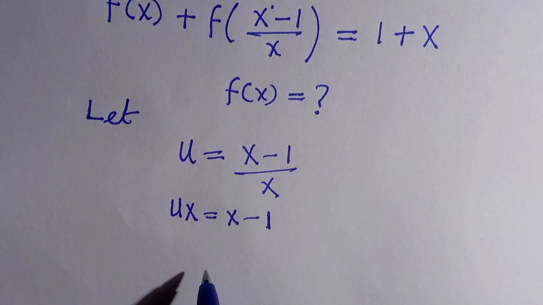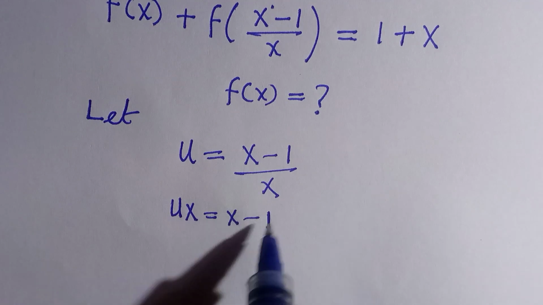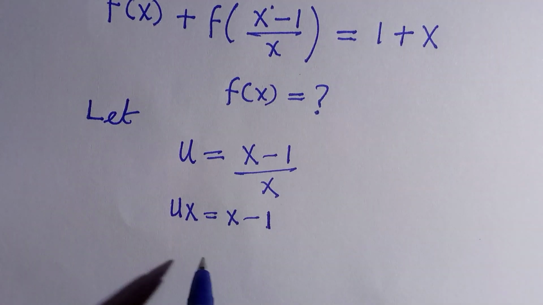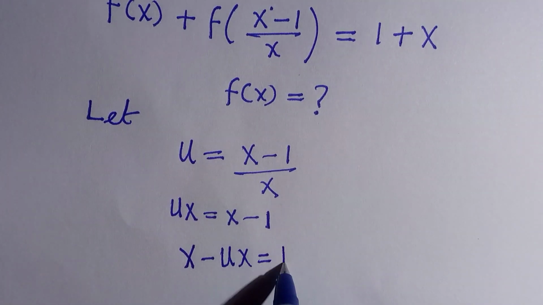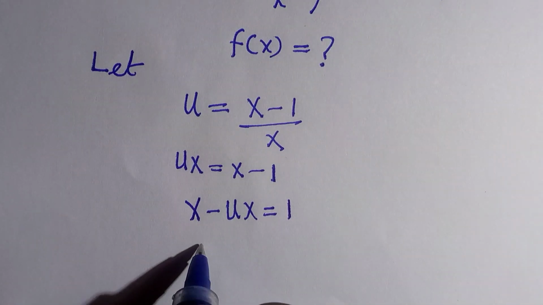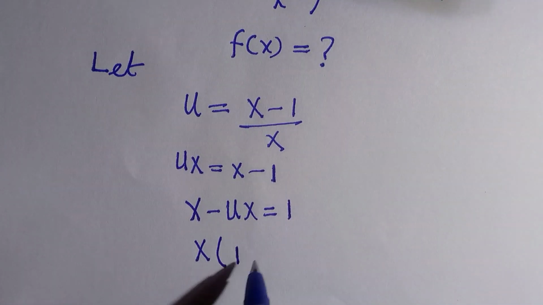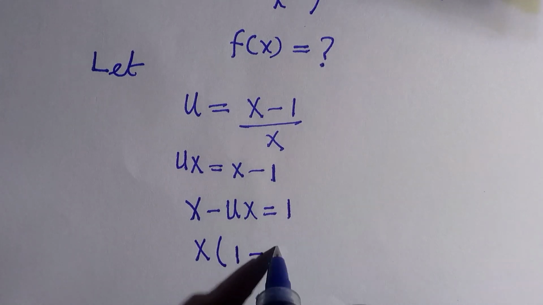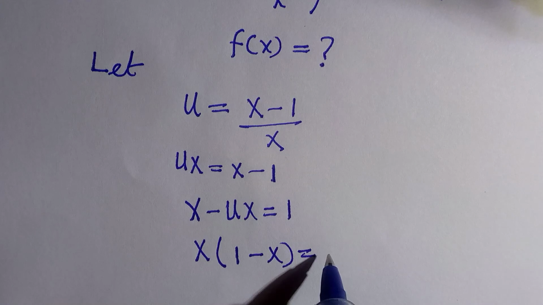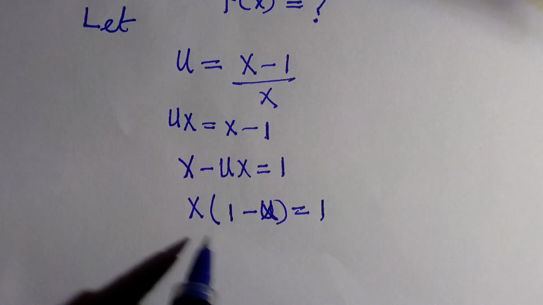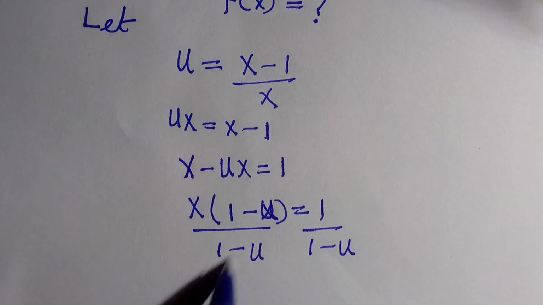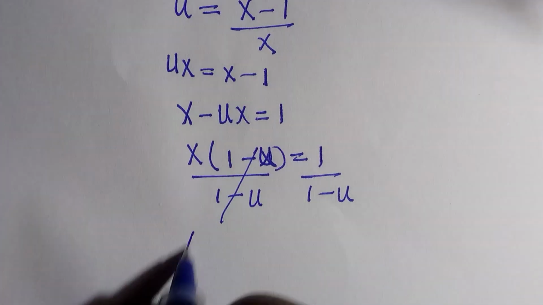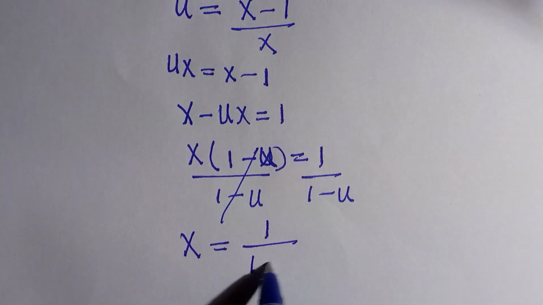Here I will do the collection of the like terms and make x the subject of the formula. Here we have x minus ux equals 1. By doing this, I can take out x, then we are left with 1 minus u, this is u, not x, equals 1. By dividing through by 1 minus u, these two cancel, and x equals 1 divided by 1 minus u.